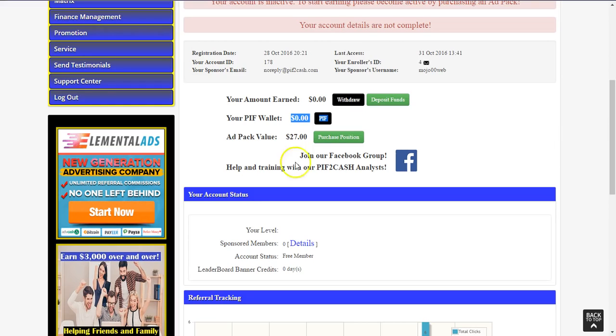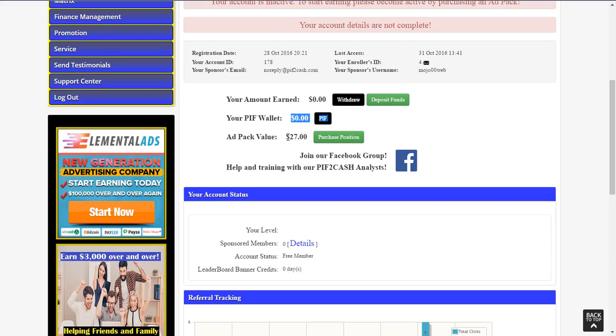And again, that will be in increments of $27. So if you see $27 right here in your PIF wallet, you have 1 credit. You have earned 1 PIF credit to give away to one of your downline. And if you don't give it away, you cannot withdraw. The sooner you give this away, the better.